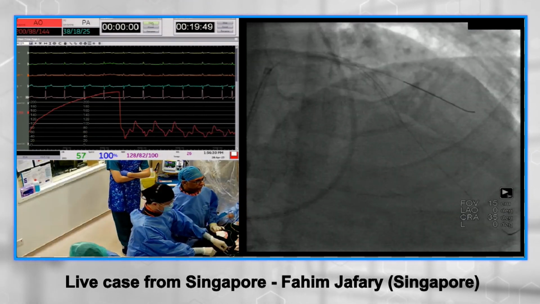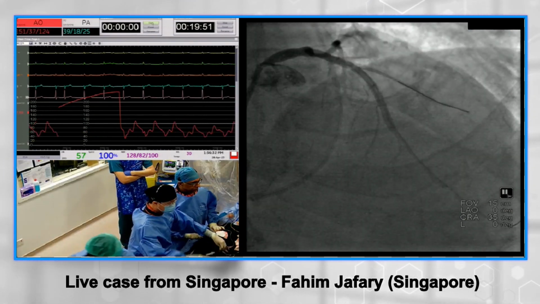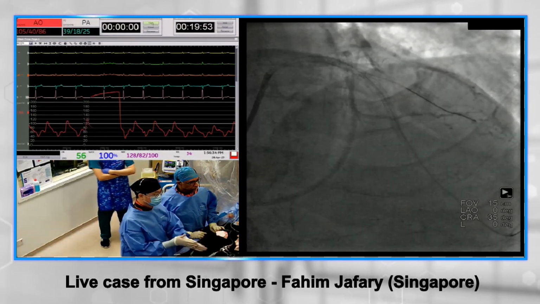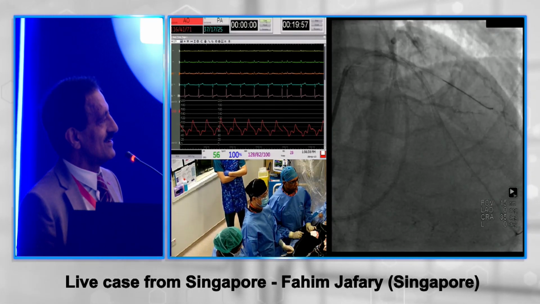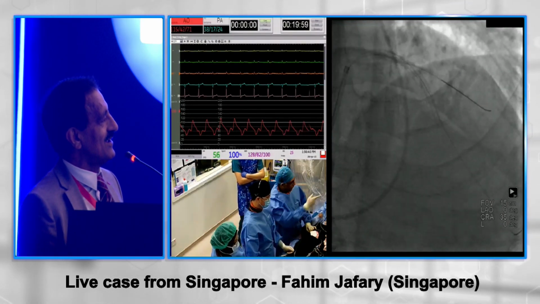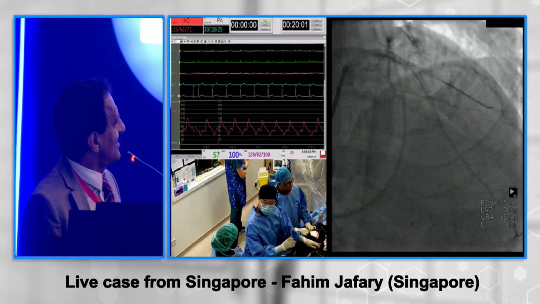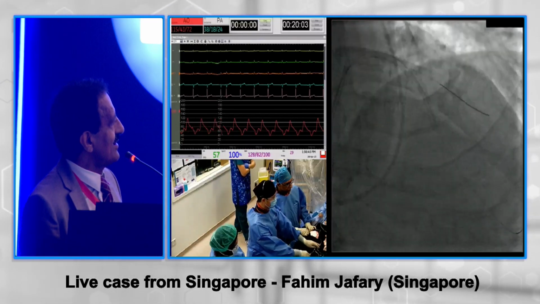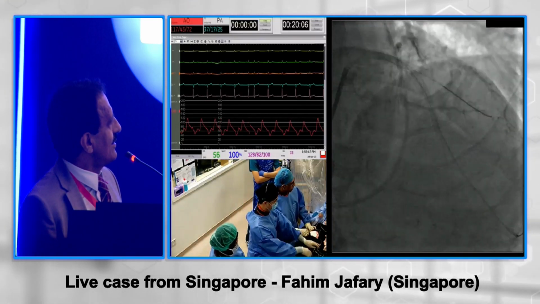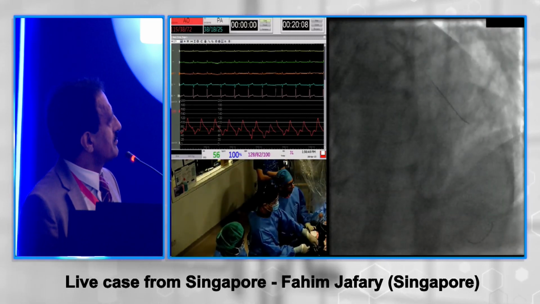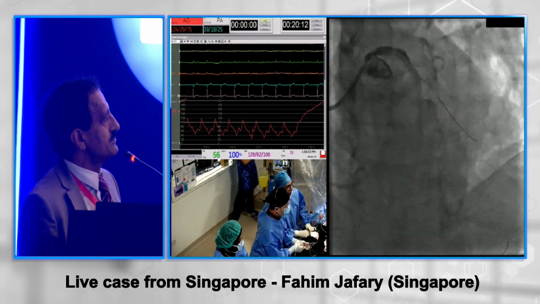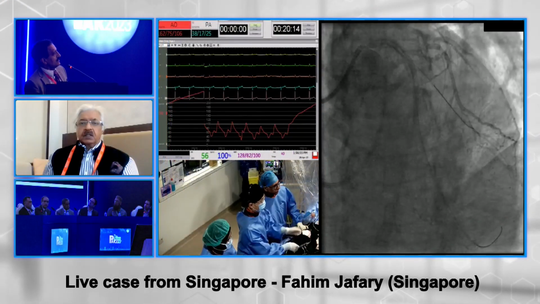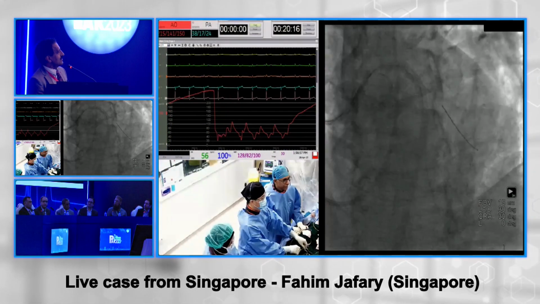Any other thoughts from the panel on this? Anyone would go back to do something to the diagonal or leave it like that? Not at all. I think it's just now optimization of the proximal segment, and the diagonal should stay open because he's done a good job across the diagonal. So Fahim, I think we've done a tremendous job. What a great demonstration of a complex calcified bifurcation.